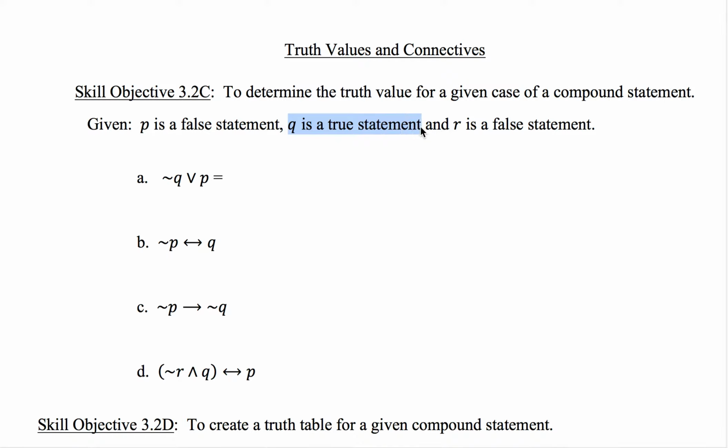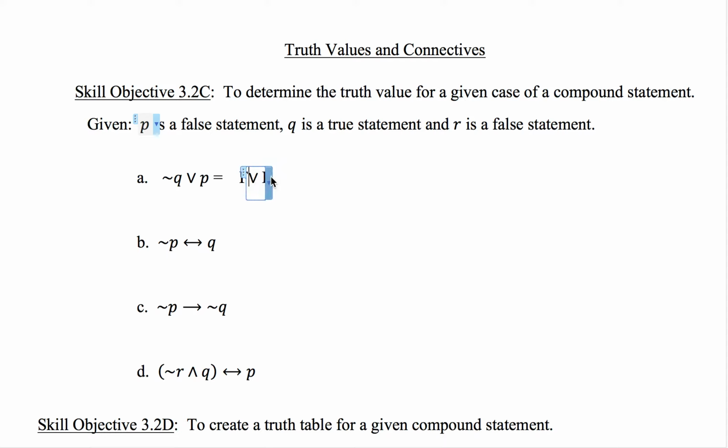Okay, looking at this first one, you know that Q is a true statement. Q is a true statement, but the problem is asking us to do the negation of Q. So if Q is true, the negation of Q would be false. So I'm going to put an F down for that part. Then I'm going to use my symbol here, and then I'm going to do P. What does the problem tell me about P? It tells me that P is a false statement. So I've got another false there.